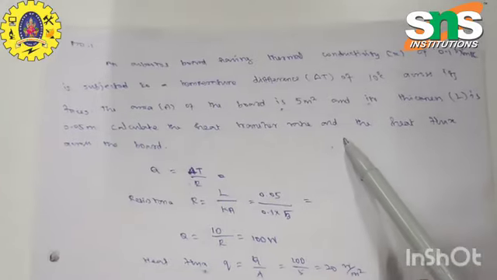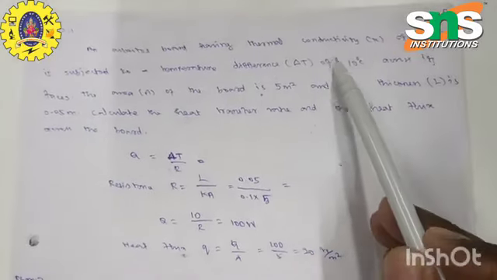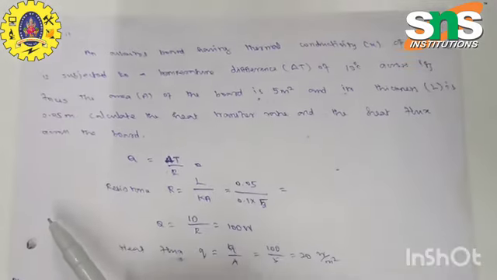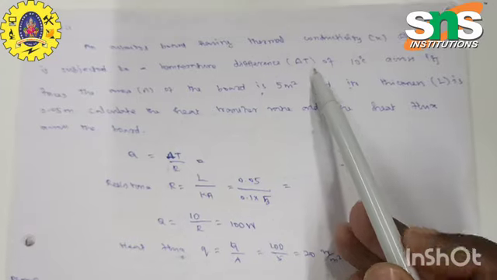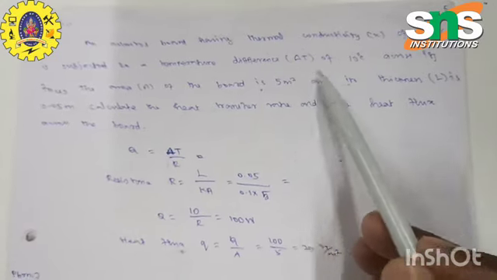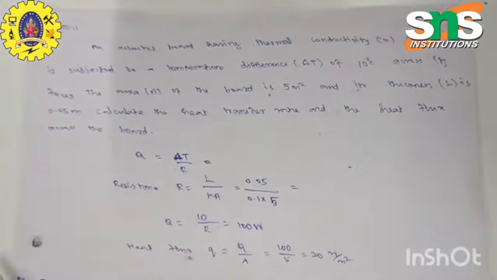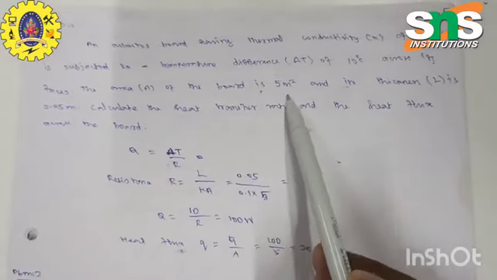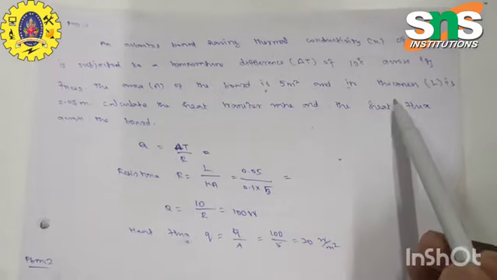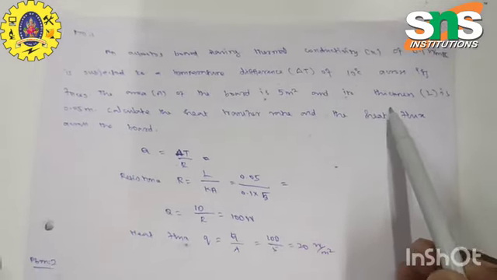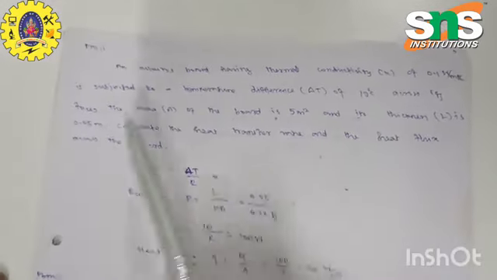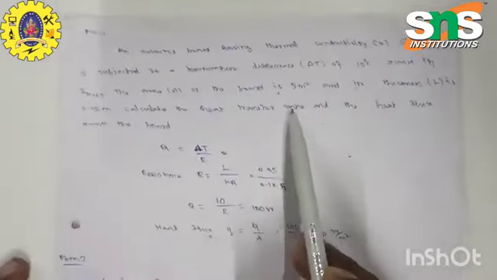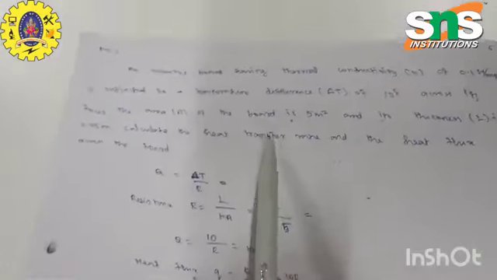In this problem, the given data are: thermal conductivity K is 0.1 watt per meter Kelvin, the temperature difference, indicated as del T, is 10 degrees Celsius, the area of the asbestos sheet is 5 meters squared, and the thickness, represented by L, is 0.05 meter. Here we need to find the heat transfer rate.